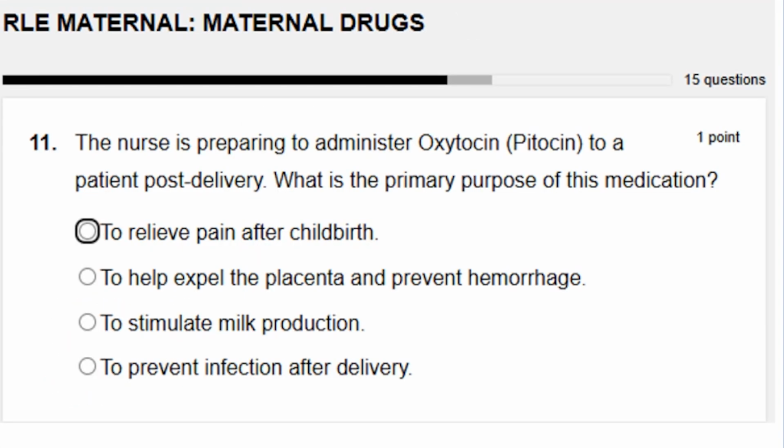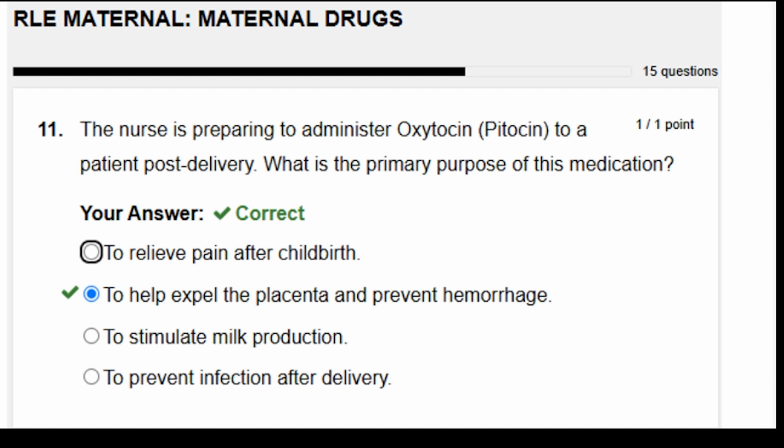The nurse is preparing to administer oxytocin to a patient post-delivery. What is the primary purpose of this medication? A. To relieve pain after childbirth. B. To help expel the placenta and prevent hemorrhage. C. To stimulate milk production. Or D. To prevent infection after delivery. What would be your answer? If your answer is B, you're correct. To help expel the placenta and prevent hemorrhage.